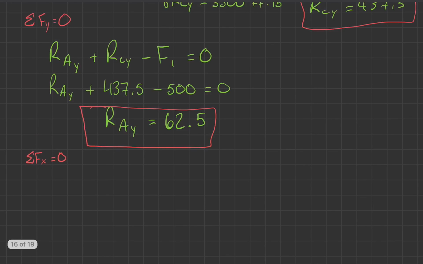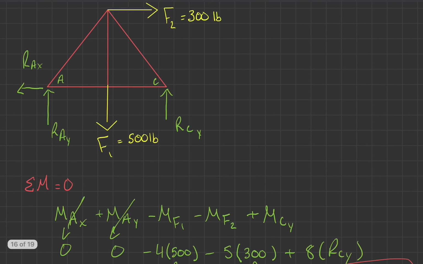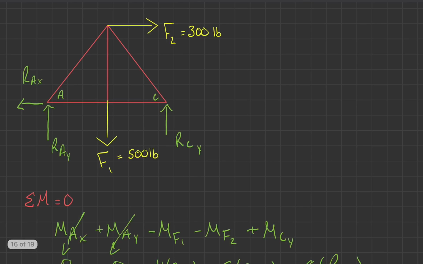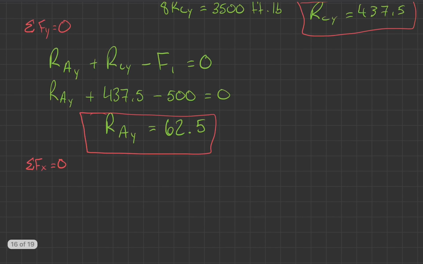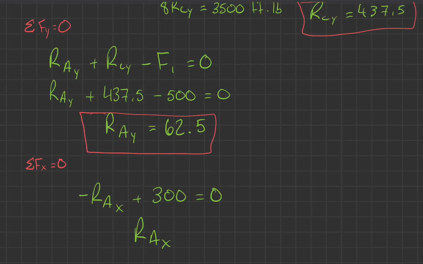And then we go on to solve the forces in the x direction, which also have to be equal to 0. In this case, we had 2. If we go back up here, we've got RAX and F2. RAX is going in the negative direction. F2 is going in the positive direction. So go back down here. We've got minus RAX plus F2, which is 300, is equal to 0, which just means that RAX is equal to 300. Okay, so that is our third and final external reaction force. So we're doing pretty good.